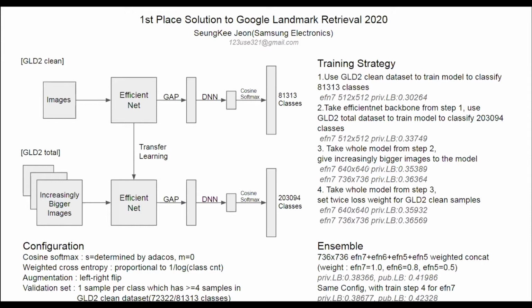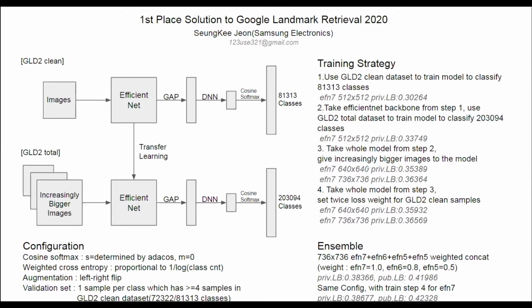For the validation set, one sample per class which has more than 4 samples in the GLD2 clean dataset was used. As a result, 72,322 samples were used for validation. The intention was to have as many classes as possible in the validation set while giving them the same importance. It is quite a small size compared to the large training data size, but validation loss correlated well with the leaderboard score.